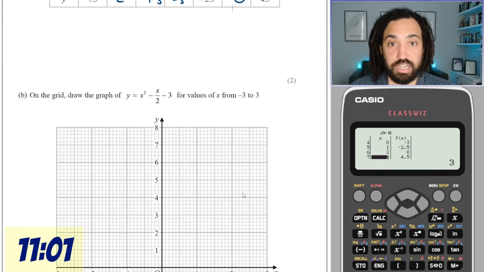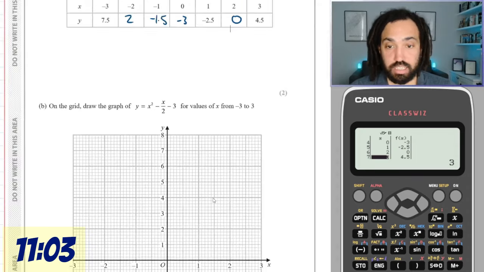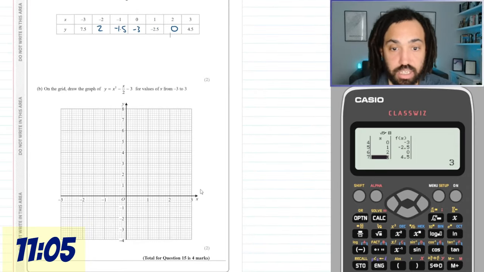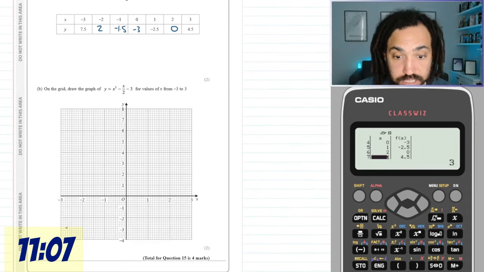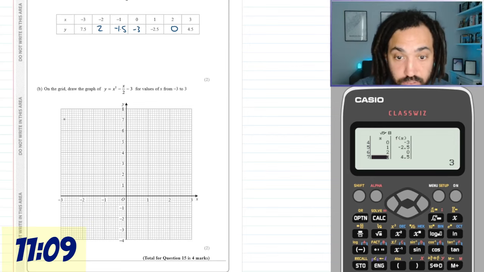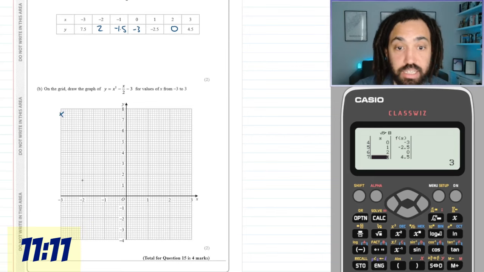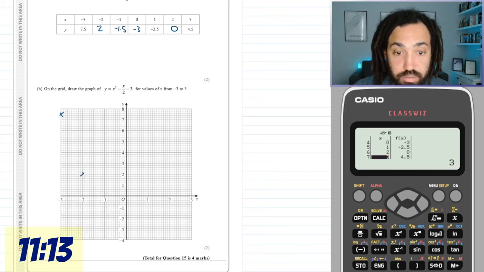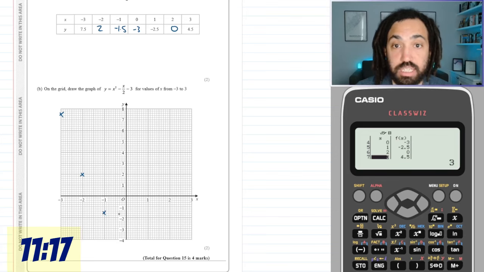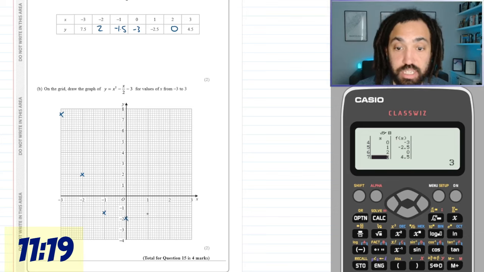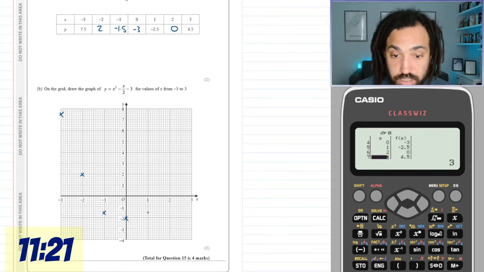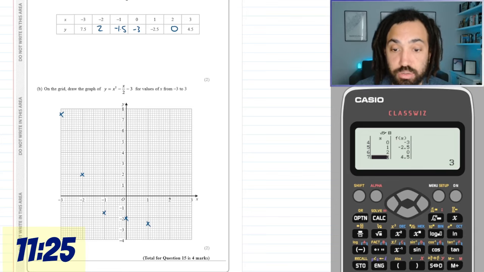Okay, now we need to plot. Minus 3 is at 7.5, which is there. Minus 2 is at 2, which is there. Minus 1 is at minus 1.5, which is there. 0 is at minus 3. 1 is at minus 2.5, which is there. And 2 is at 0.